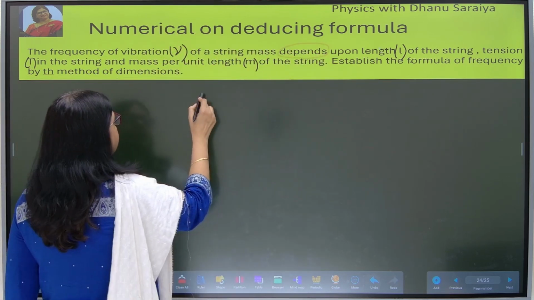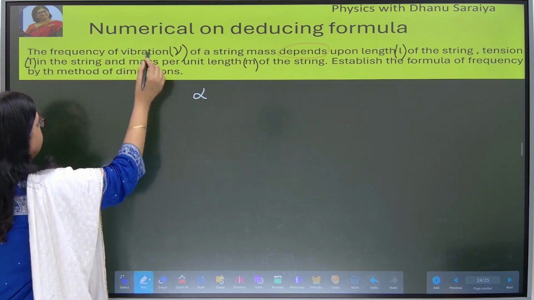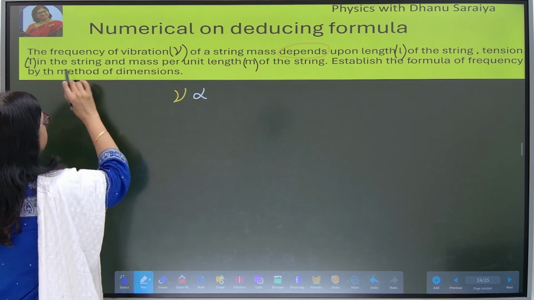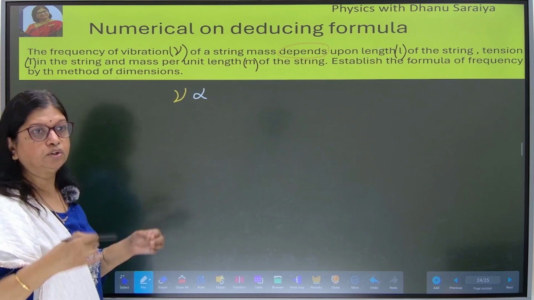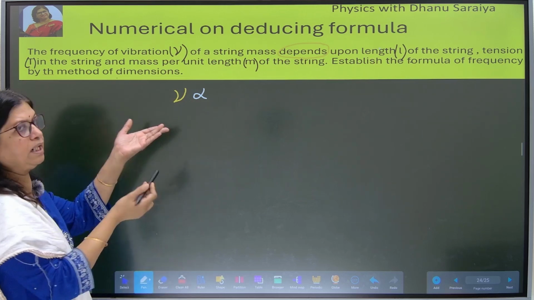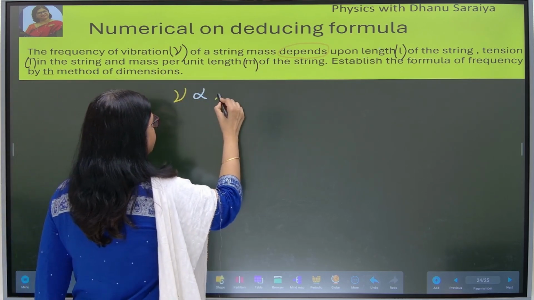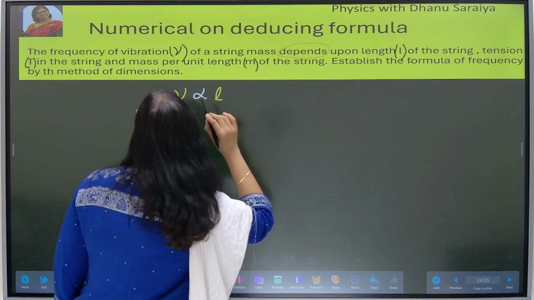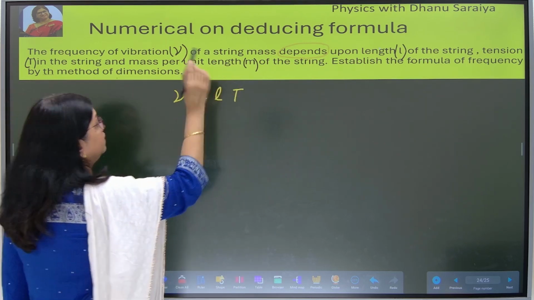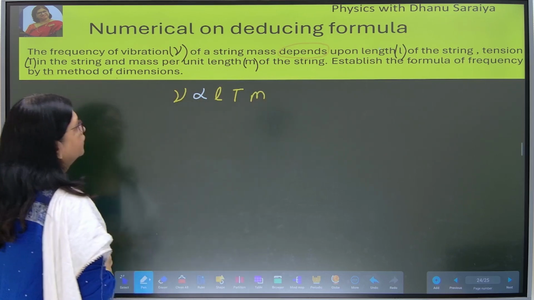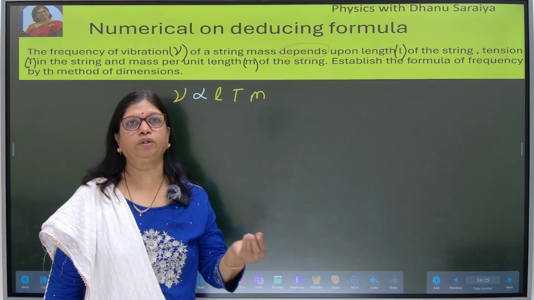So I have to write a proportionality. And what is this? Nu. The frequency of vibration of a string mass depends. So whatever the story is told by the numerical, I am putting it in maths. Nu depends on what? Upon length L of the string, tension T of the string, mass per unit length denoted by M of the string. Establish the formula by dimension method. This is the question.